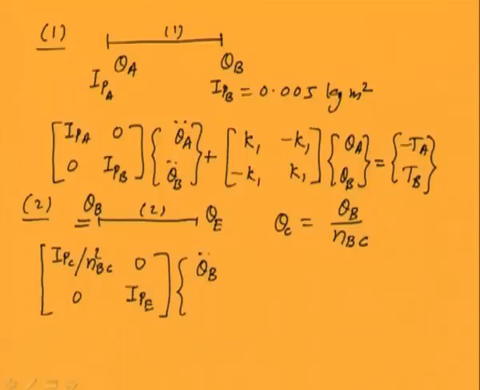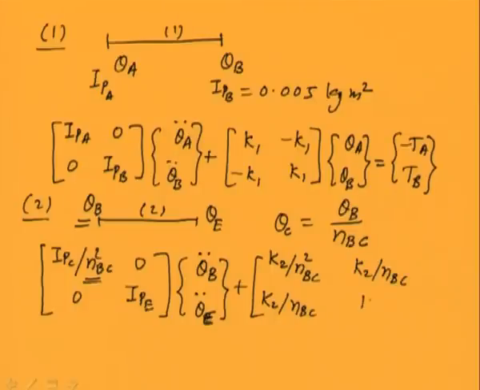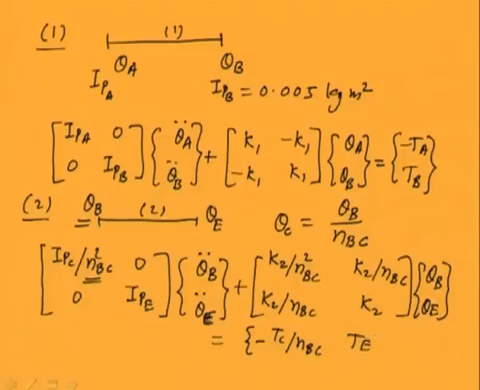Here theta B double dot is there, that's why we have to divide by the gear ratio. Then the stiffness matrix also will get changed. We have to divide by gear ratio square for the first term. For the second term, as it is, only NBC we have to divide. Here also we have to divide by NBC. This remains as it is. Theta B, theta E, and right hand side is theta C by NBC and theta E transpose.